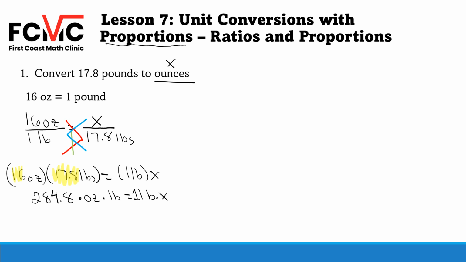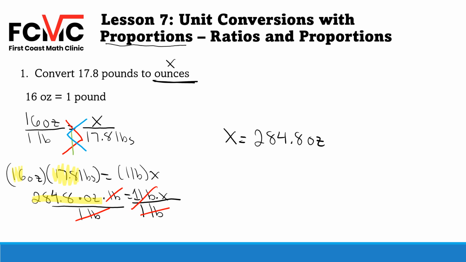Well, I want to know what x is, because x is our unknown, our ounces. So how am I going to get the x by itself? Well, let's just divide by 1 pound and 1 pound on the left and the right side. The pounds cancel on the right, cancel on the left, and we're left with our answer here. x is equal to 284.8 ounces. Let's move on to example number 2.